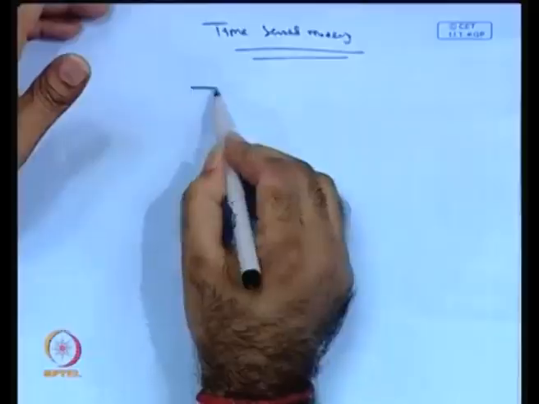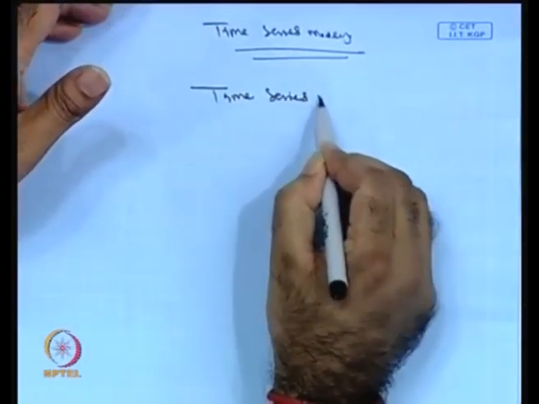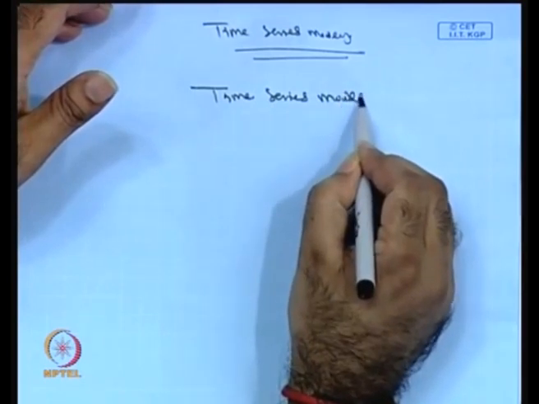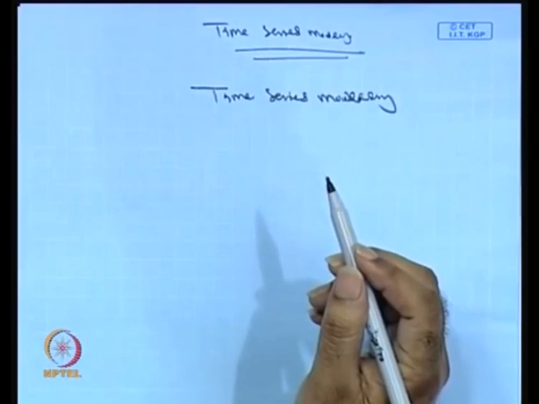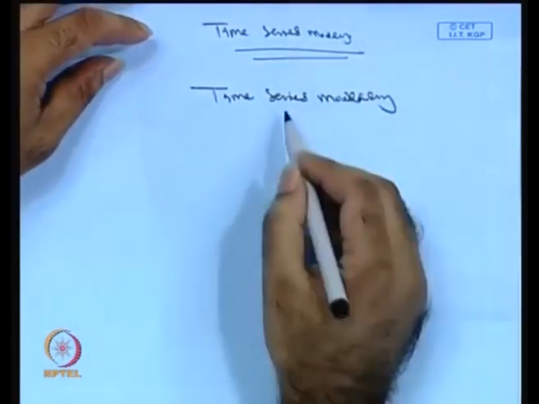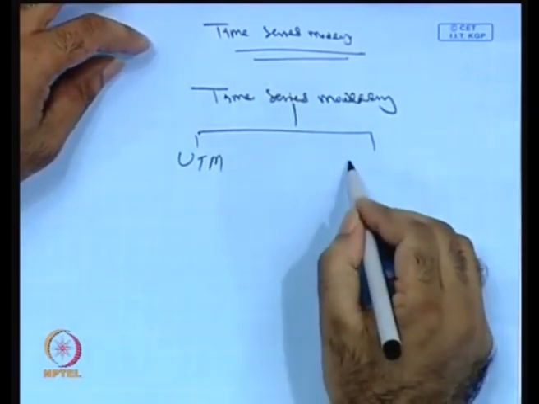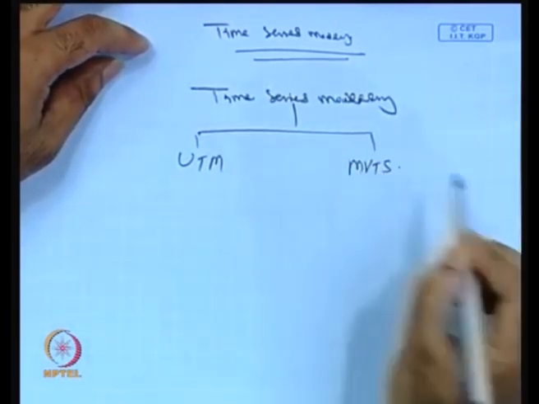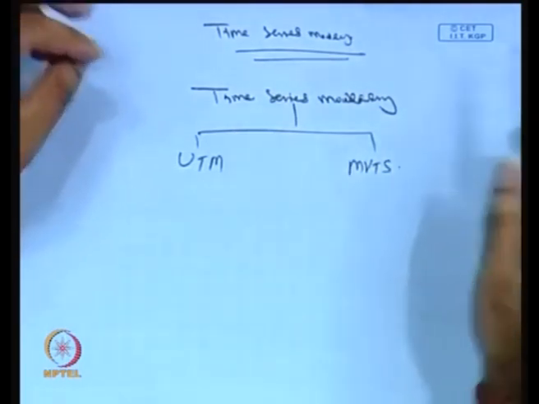So, what is all about these time series components? Time series modeling basically deals with two types of problems. One is called univariate time series modeling and another is called multivariate time series modeling.